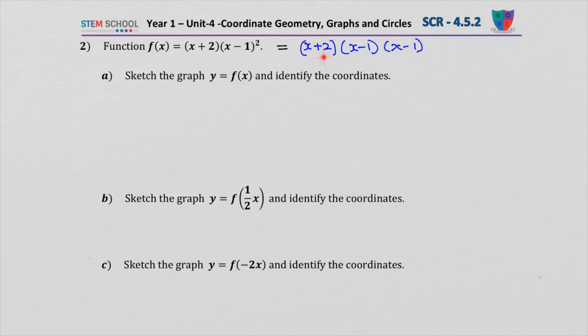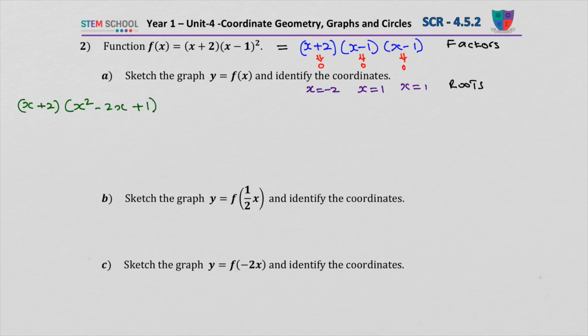First, just to show that (x + 2)(x − 1)² is written twice. Next is to set these factors to 0. Now I've set this to 0, so I get x = −2, and x − 1 = 0, which implies x = 1, x = 1. These are factors and these are roots. I need the roots to be able to sketch the graph.